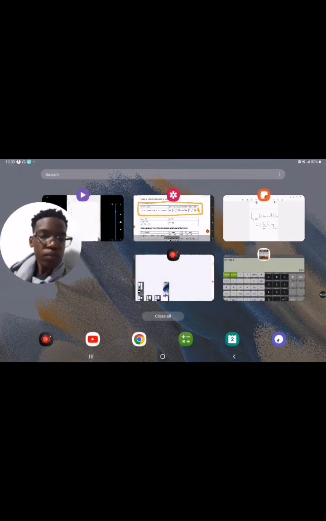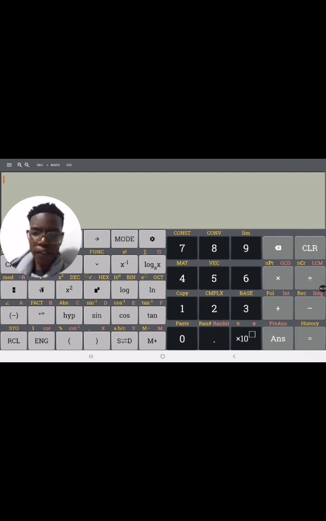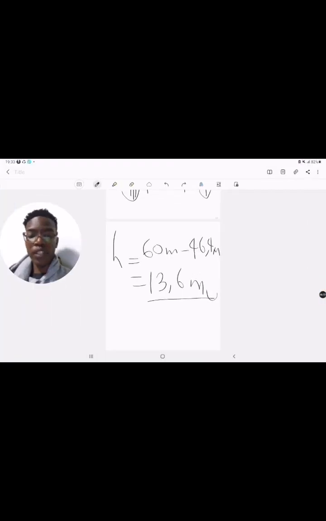Just remember, with these questions, test yourself and always check your answers and see if your answers make sense. I think that's the biggest skill that I want to impart. Know how to check that your answers make sense. So 13,6 plus 46,4 gives you the 60 that you started off with, which is the total height of your building. So you know that your answer is correct. This is an example of how to go about thinking about, solving and approaching a vertical projectile motion problem.